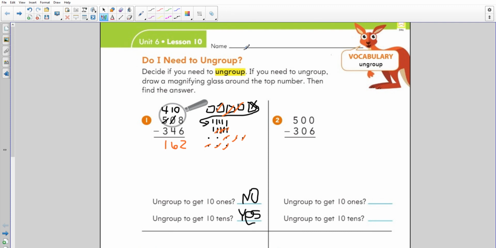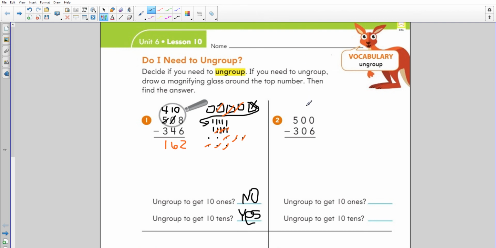When I do my subtraction, I do need to focus on where I need to ungroup. If I see a 0 at the top and a number that is not a 0 at the bottom, I automatically know I will need to ungroup to get more for that place.